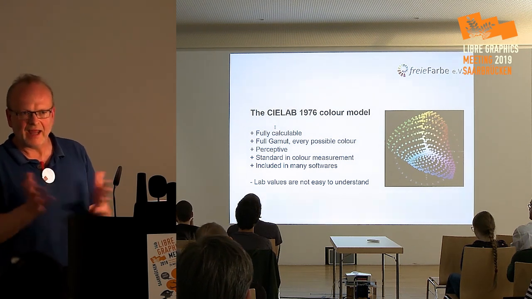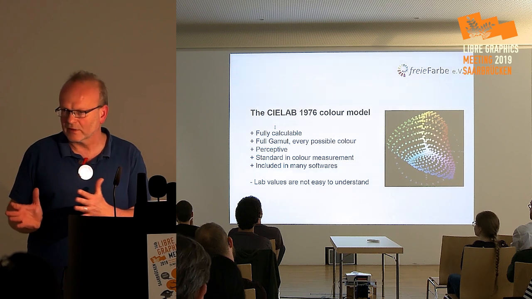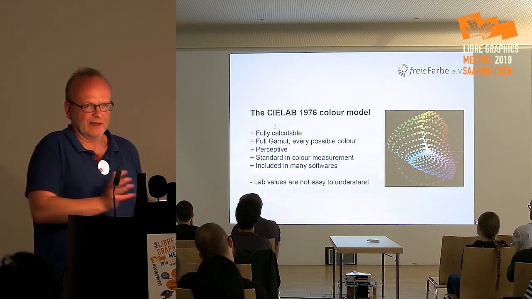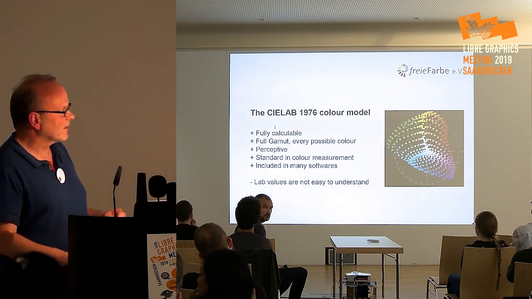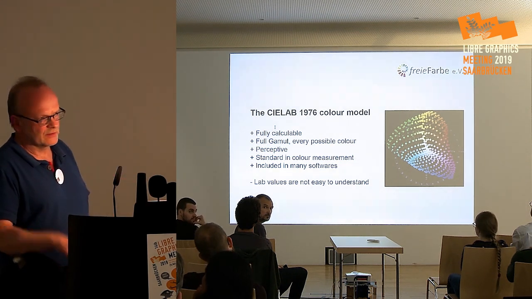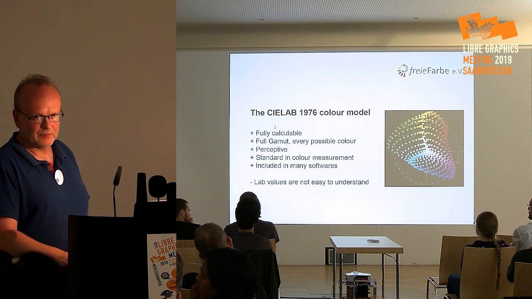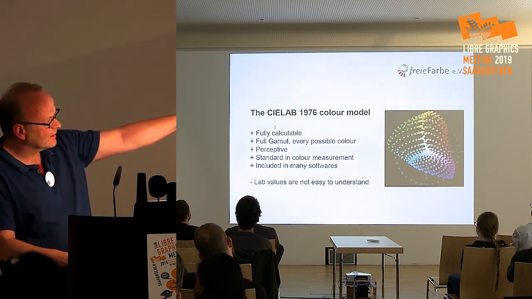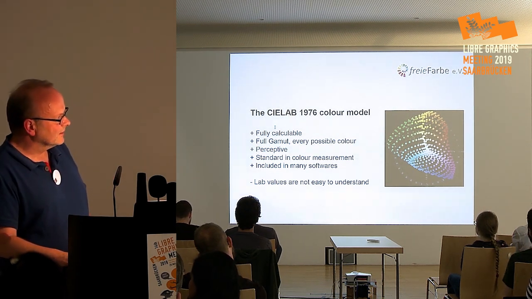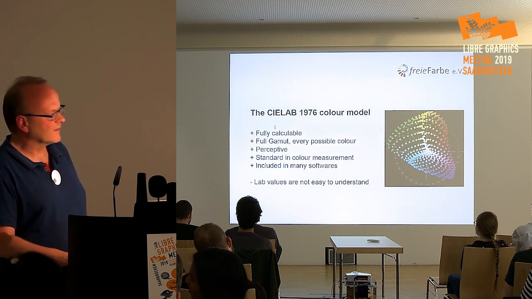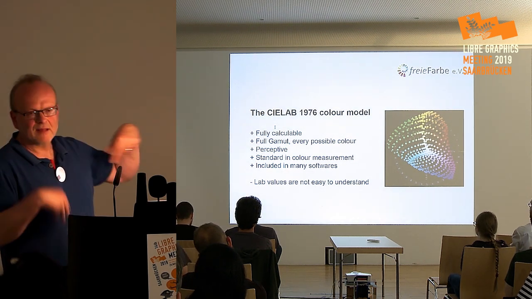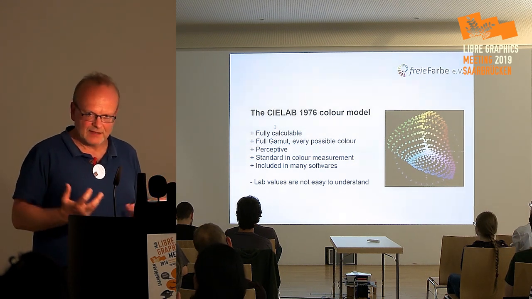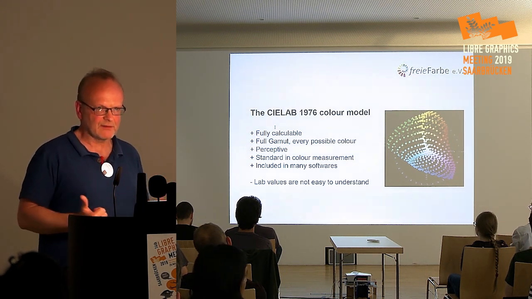This is the LAB values which you find, for example, if you want to enter color in Photoshop. They have an input field for this LAB value. This is the model you see, the graphical form of this in 3D. And this has some more advantages compared to RGB and CMYK.